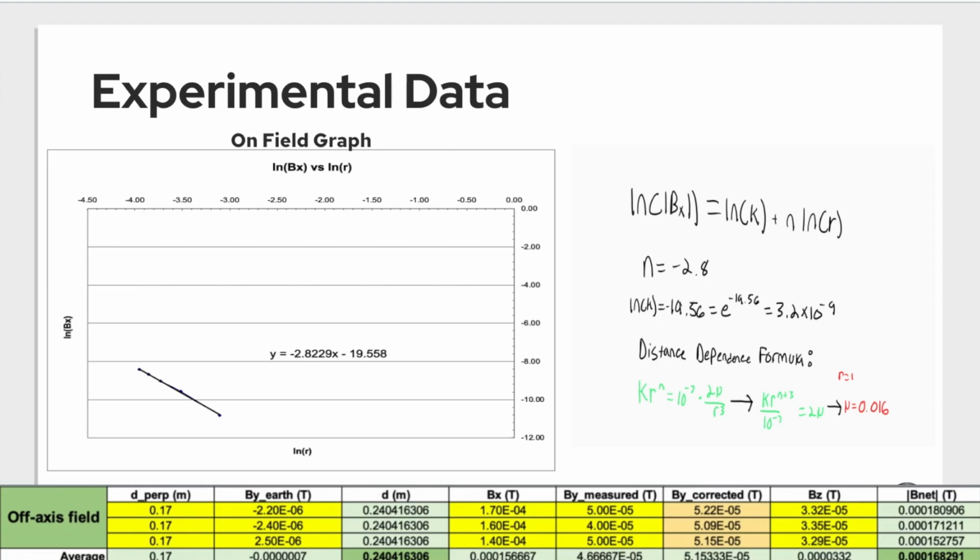Basically, it's broken down into a formula. I take the e to remove the ln to get the K value. Once I get that, I can plug it into K times r to the nth power. And then from there, we're going to set it equal to the on-axis dipole formula, and then we can calculate our magnetic moment from there. At the bottom, we see our off-axis field data. We are given the Bx, the By, and the Bz that we observed from our experiment.